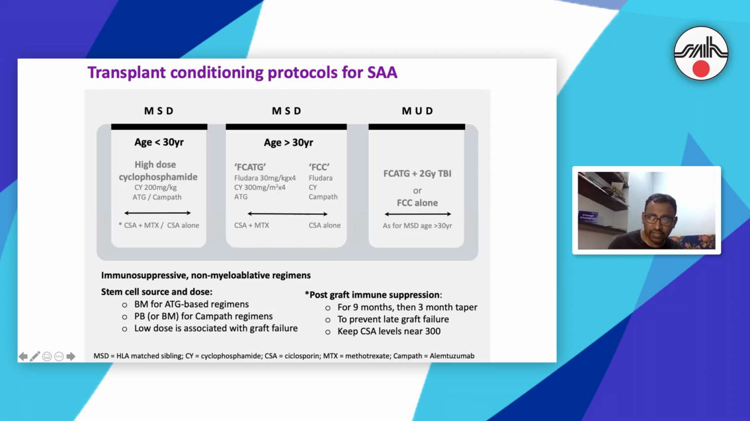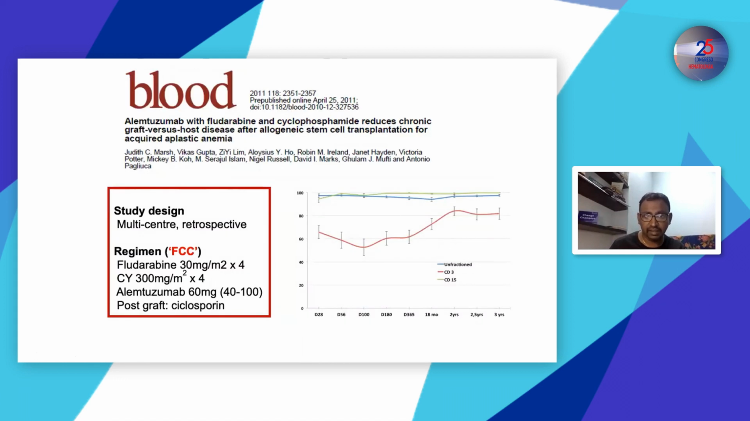But we have always been quite keen to use fludarabine, cyclophosphamide, and campath. The advantage of that is that you can use peripheral blood as a stem cell source. You do not need methotrexate for GVHD prophylaxis, and the stem cell dose is quite high as well, with good long-term outcomes. But one of the important things in aplastic anemia is that you need to use post-graft immunosuppression for a long period, up to 12 months or sometimes longer in these patients, to prevent graft failure.